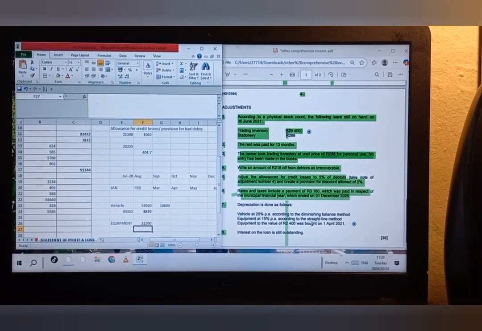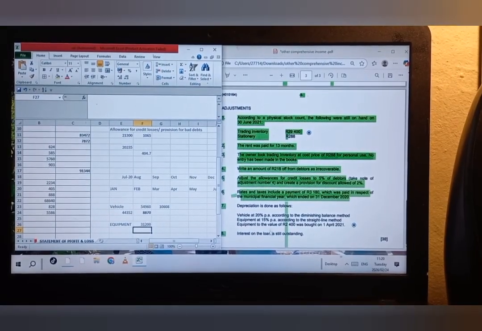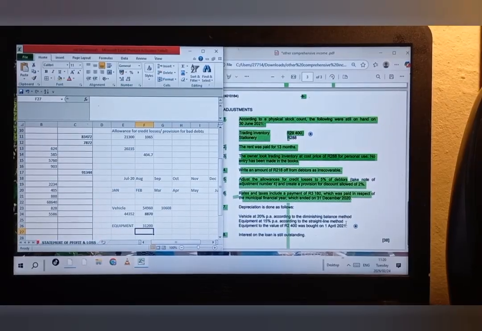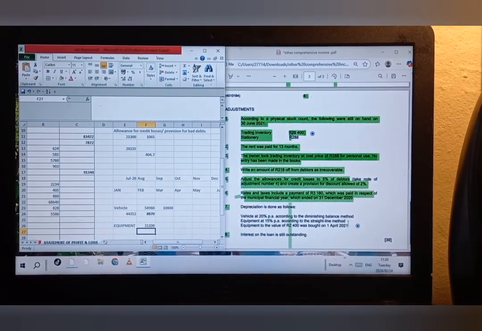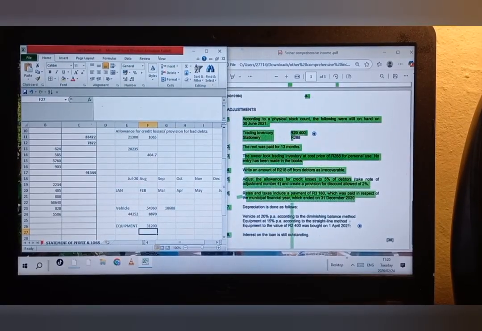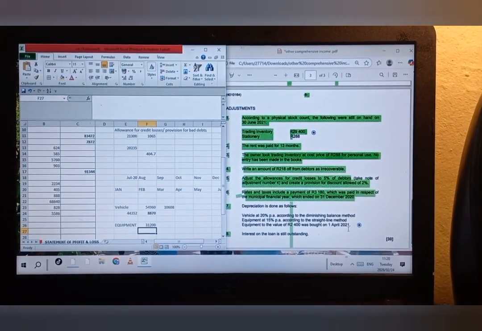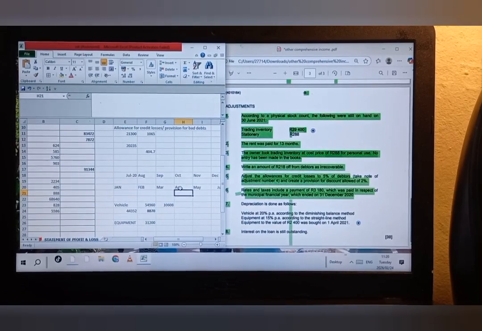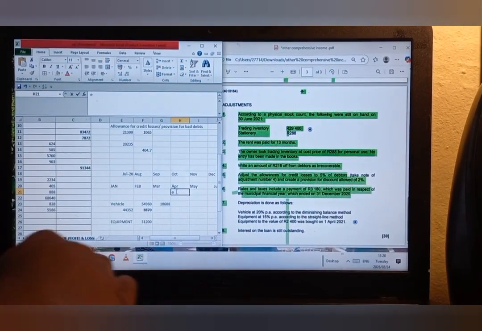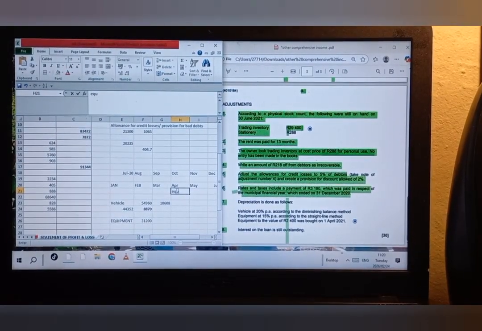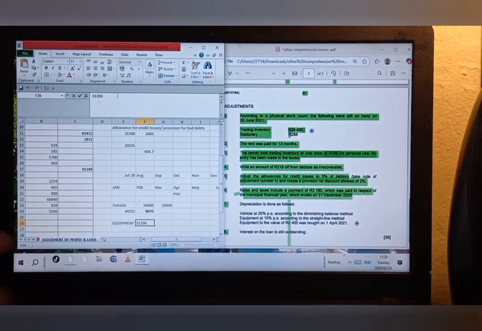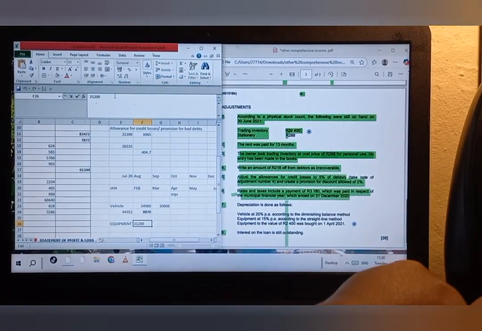They say it needs to be calculated on the straight line method. Equipment on the straight line method. But you need to bear in mind, guys, we have an addition of equipment which was bought on the 1st of April 2021. It was bought in this month. We'll say EQU, which is equipment. So from this amount we need to minus that amount, 2,400.